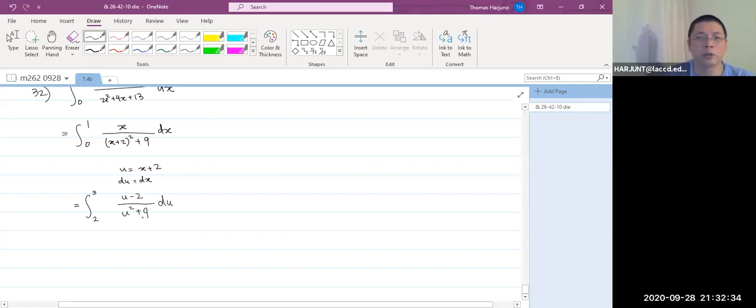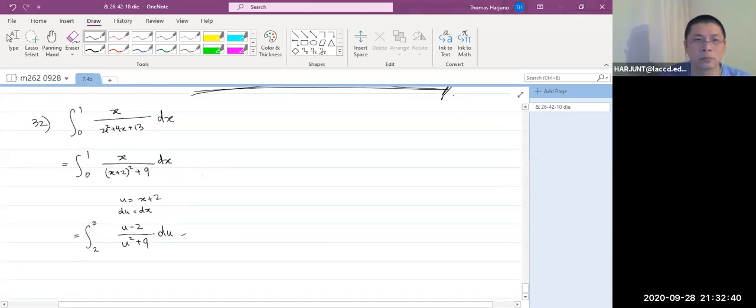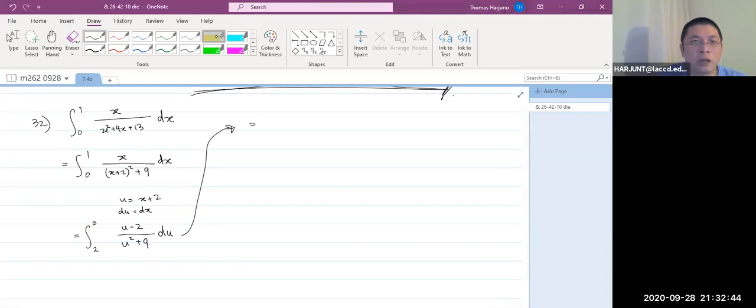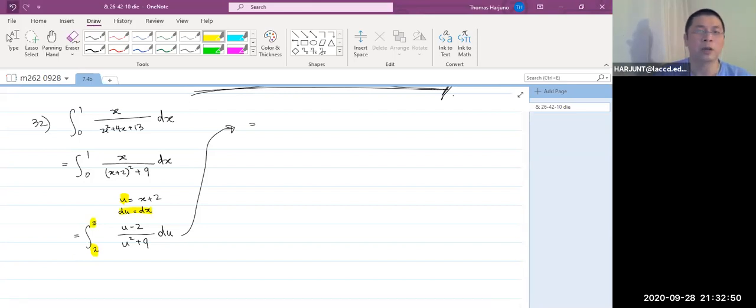Okay, now let me continue on the right hand side instead. See, I did substitution, I changed my limit of integration right away. Otherwise you need to bring it back to x. However much you love your x, now it's about u.